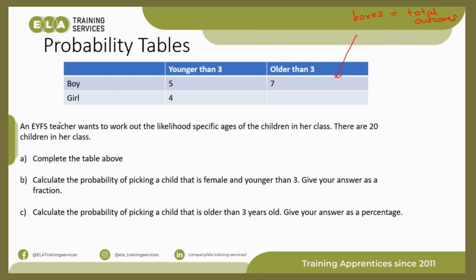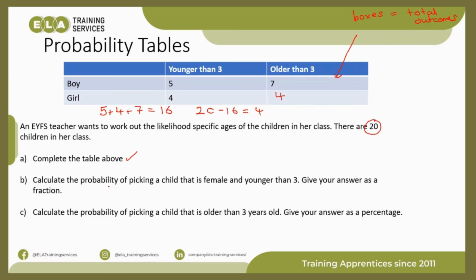So an EYFS teacher wants to know the likelihood of specific ages of children in her class. There are 20 children in her class. Complete the table above. So we know that the total is 20. So we must add all of these together to make 20. So we're going to do 5, add 4, add 7, which is 16. We then know that something added to 16 makes 20. So 20 take away 16 leaves us with 4. So now we've completed our table.